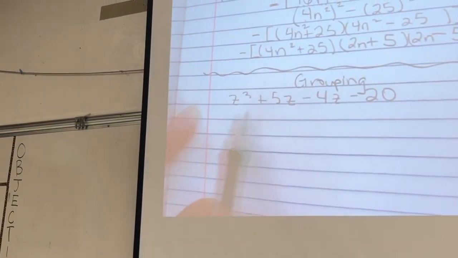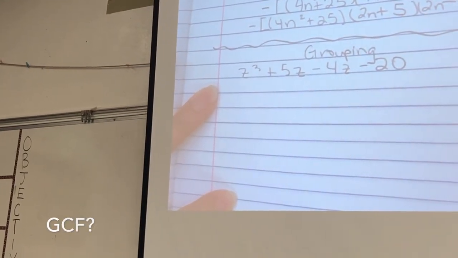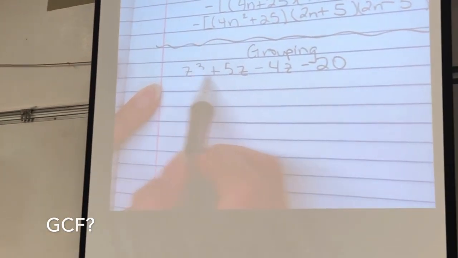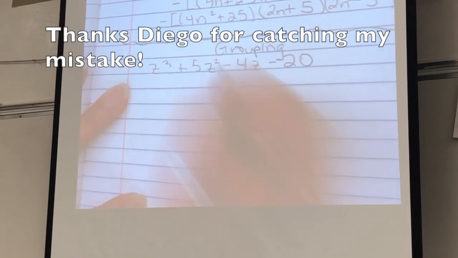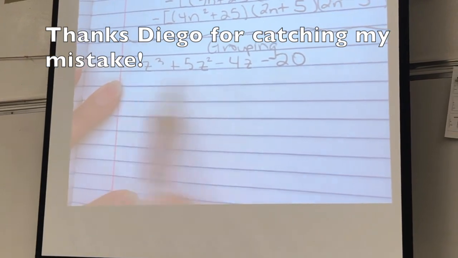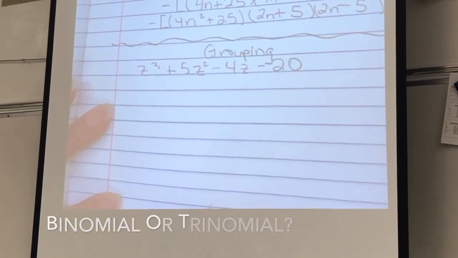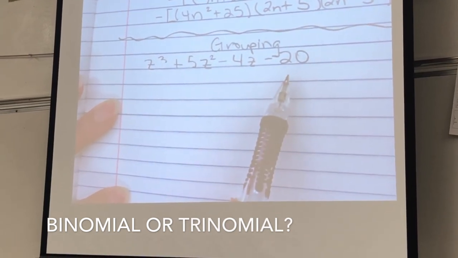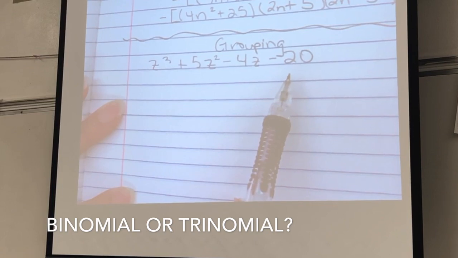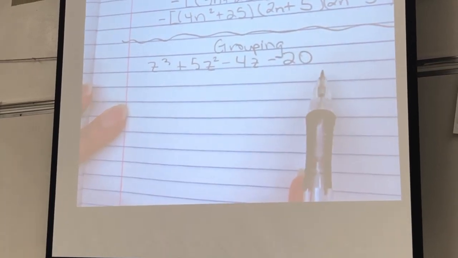Okay, what's the very first thing in factoring? First thing we look for every single time. Greatest common factor. Is there a greatest common factor in these? No. Okay, is it a binomial or a trinomial? 1, 2, 3, 4. No, it's not. It's a polynomial. There are 4 terms. So automatically you want to do grouping.